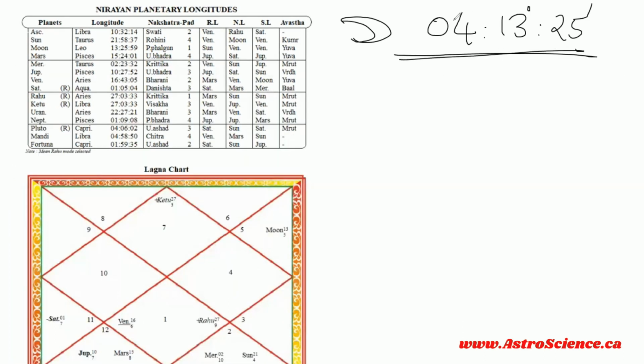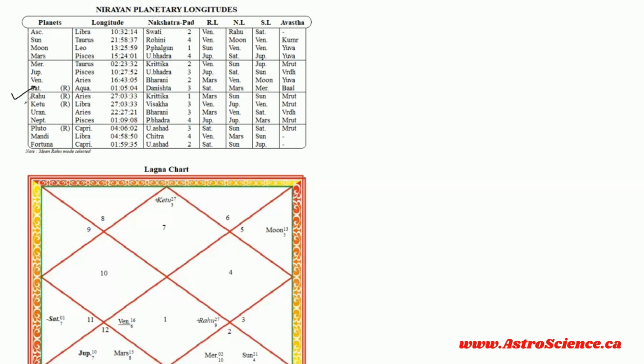That's where the exact position of the moon is right now. And also you can see that Saturn is retrograde at the moment. Mercury was also retrograde till last week, but Saturn is retrograde at the moment. And next to Rahu and Ketu, it's mentioned R. R means retrograde. So Rahu and Ketu are always retrograde.